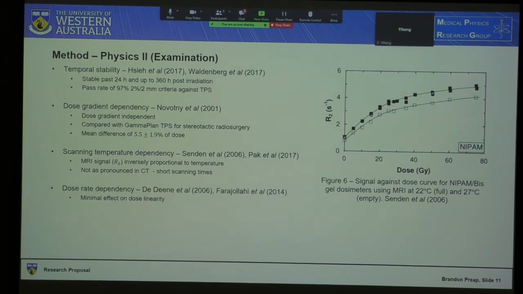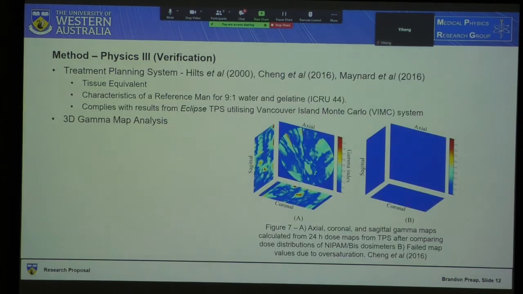And for dose rate dependency, there's minimal effect on dose rate. So long as it's the same dose rate throughout, it's fine. It maintains dose linearity. So when I'm measuring, I'll be keeping things consistent, like the field size of the LINAC, where the gel is located at the radiation isocenter, and the beam profile.